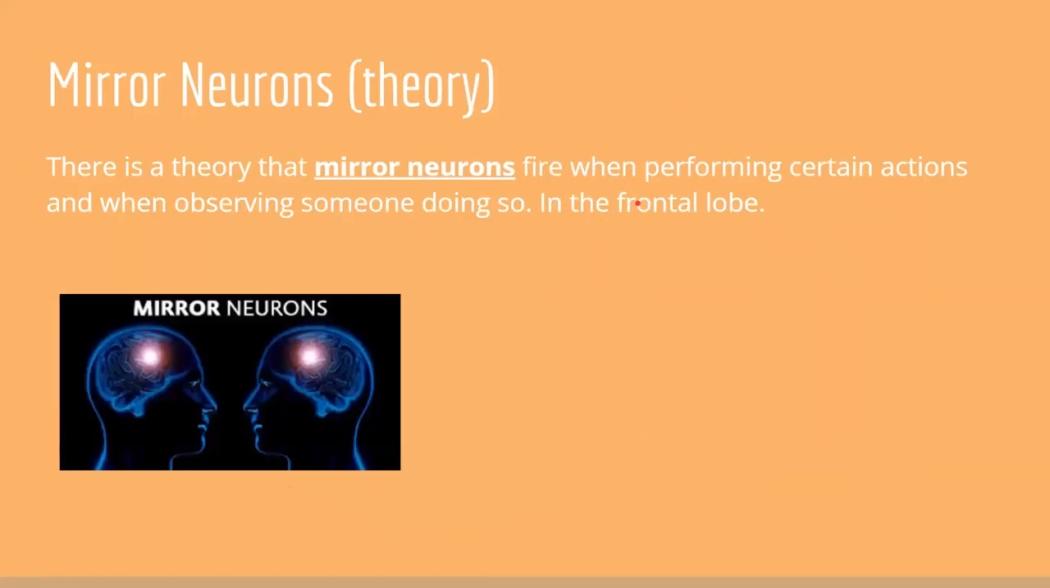Okay, so let's talk about mirror neurons. This is just a theory, but it's a theory that there's things called mirror neurons that fire in the frontal lobe when performing certain actions and when observing someone. So they're basically observatory neurons.